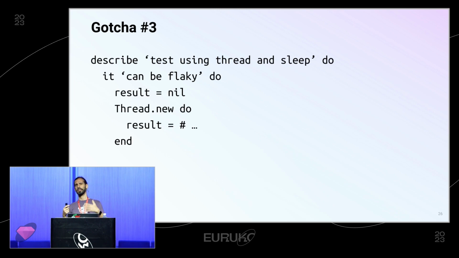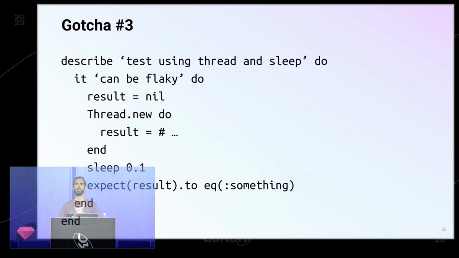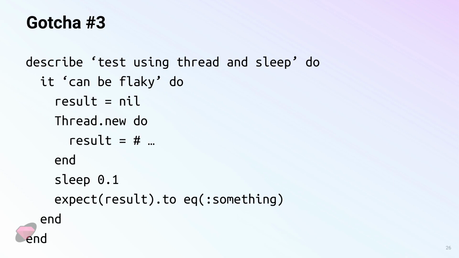And then you're like, I'm not entirely sure when the result is done, so I'm just going to do this. I'm just adding a sleep here, and it works on my machine, so expect result to equal something. It's fine, I'm super happy, it works. And then maybe you move on to a new machine, and on your new machine, this test starts failing sometimes.